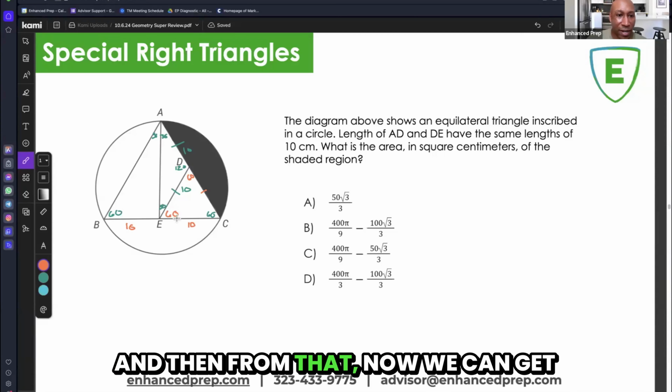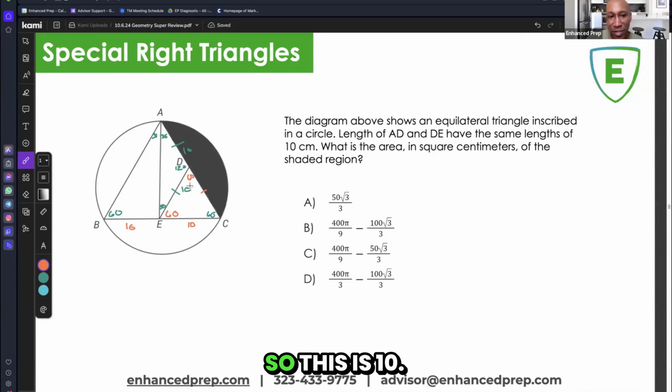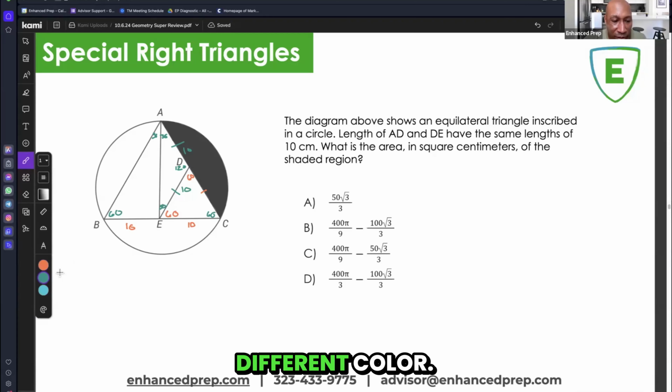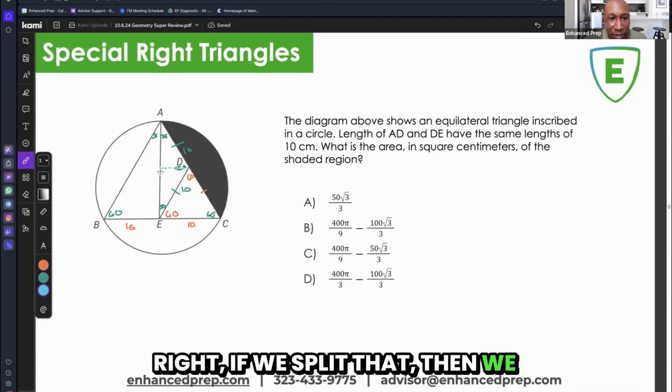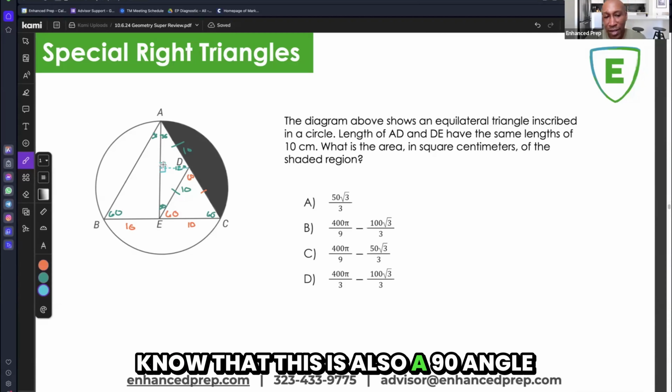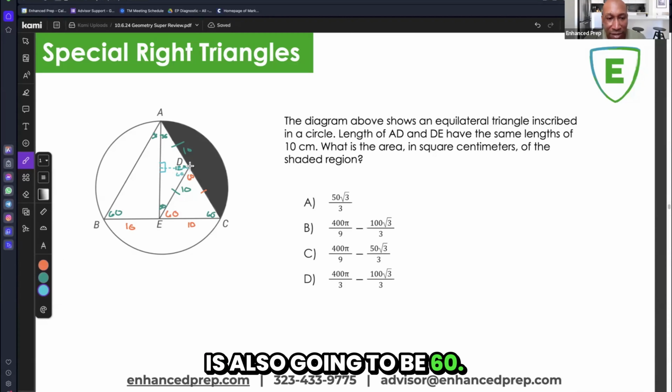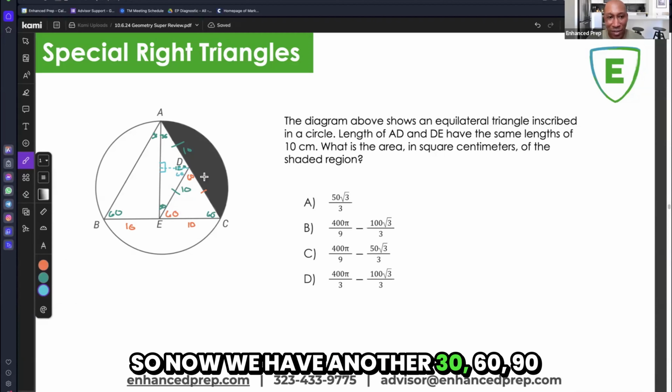And then from that, now we can get our base. And then we need to figure out what our height is going to be. So this is 10. And then we can do this portion. Sorry, just want to use a different color. All right. If we split that, then we know that this is also a 90 angle and a 90 angle. And that means that this right here is also going to be 60. So now we have another 30, 60, 90 triangle.